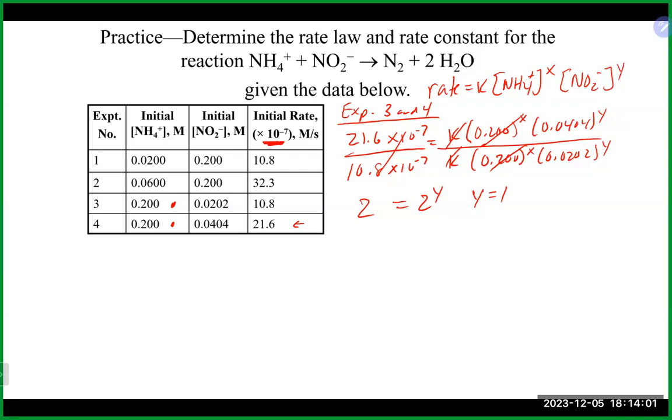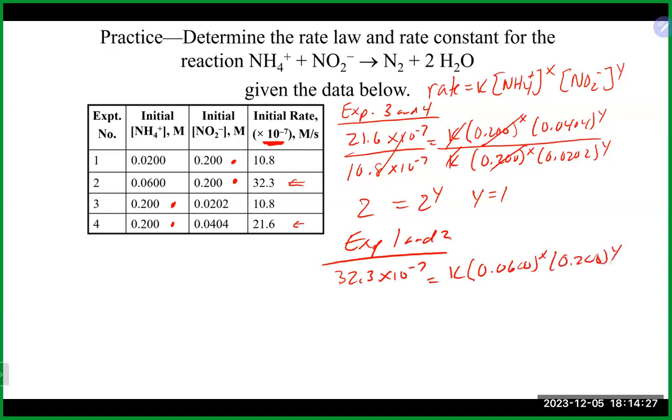We'll now go back to our table and just quickly looking at it, it does appear here we could go 1 and 2 and keep that guy constant. So looking at experiments 1 and 2 in this case, we go with 2 up on top, going to give me 32.3 times 10 to the minus 7 equals k, 0.06 to the x, 0.2 to the y. And again, that is everything from experiment 2, everything from experiment 1 there on our bottom.